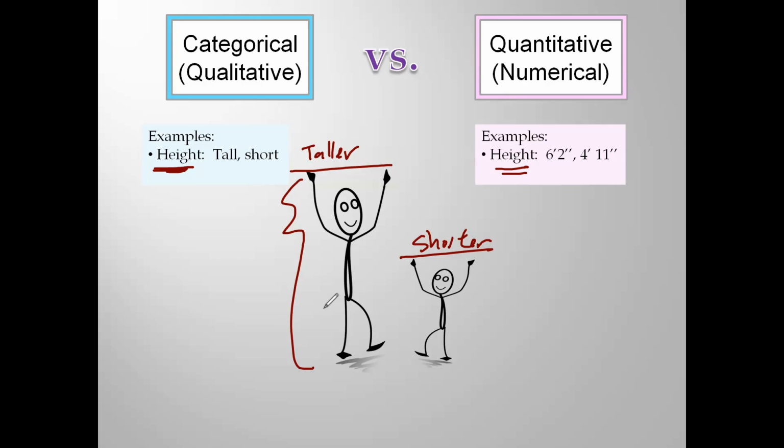If we want to now talk about height as a quantitative variable, we'll give numbers to the person's height. In this situation, we can say the first person would be 6 feet 2 inches tall. We'll say the second person is 4 feet and 11 inches tall. Since we're talking about height with values instead, 6 feet 2 inches and 4 feet 11 inches, it will fall under quantitative variables.